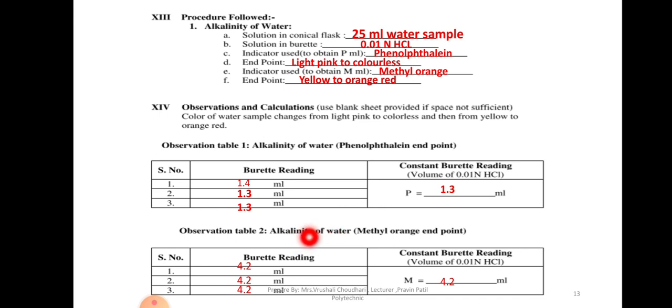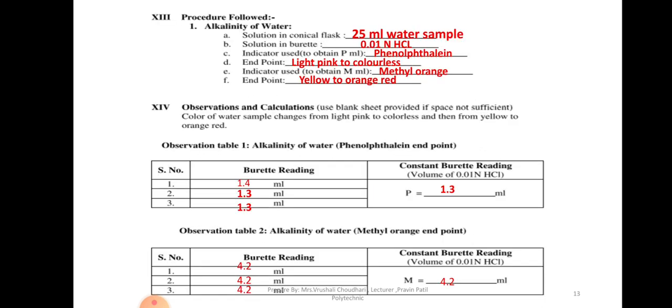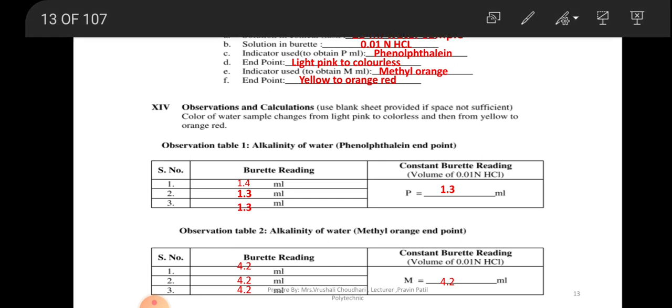After this, we continue with the second titration in the same conical flask using methyl orange indicator. When we add methyl orange, the solution becomes yellow. But we add HCl till it becomes red. Here we observe that at 4.2, the solution becomes red. So that is called the methyl orange endpoint. Value of P is equal to 1.3. We will take an average of these 3 readings. And for M, we will take an average of these 3 readings.